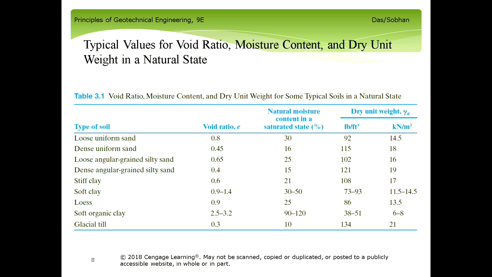But in some engineering, we need to compact the soil. Now the void ratio is not a natural void ratio because you disturbed the soil, right? We call it the compacted void ratio. So it depends. Here, we say the void ratio is a natural void ratio. This is the water content and dry unit weight of the loess, and then soft organic clay, glacial till. These are the void ratio, moisture content, and unit weight of some typical soils.